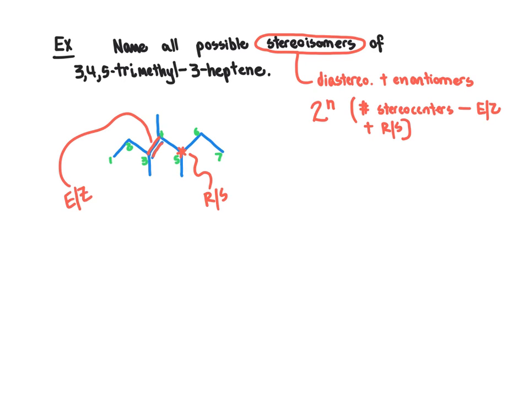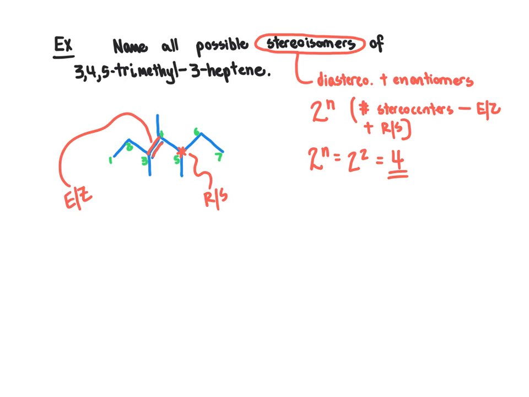And so we need to write out all the possible combinations of E, Z, and RS. And to know how many possible combinations there are, we can use the 2 to the n rule. So 2 to the n is going to mean 2 to the 2 because there's 2 places where EZ or RS are possible. So we need to come up with a total of 4 possible stereoisomer names here.